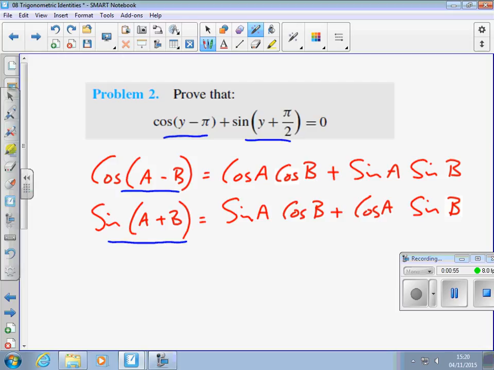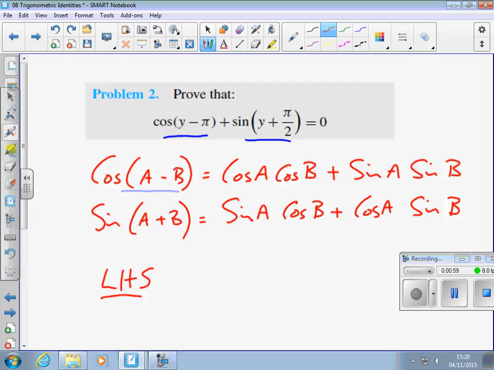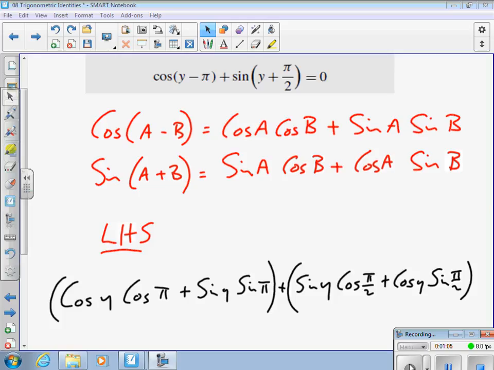So the left-hand side is what we're focusing on, and you're going to write down what that is. It can be quite long. So hopefully you ended up with this. If we look at this one, A is y and B is pi, so I can rewrite this with y and pi, and same for the other one.